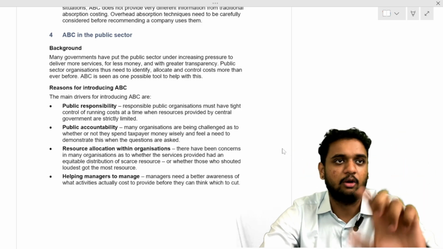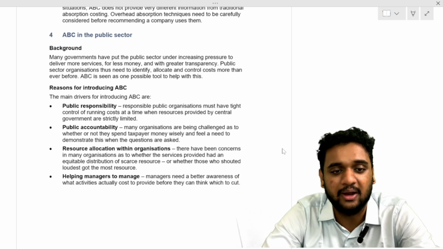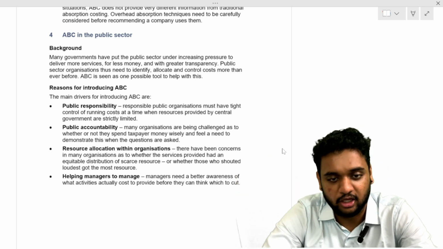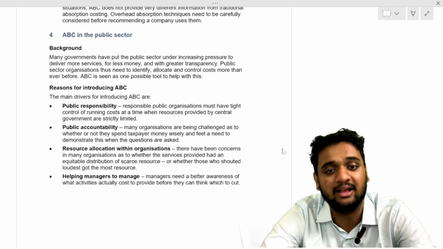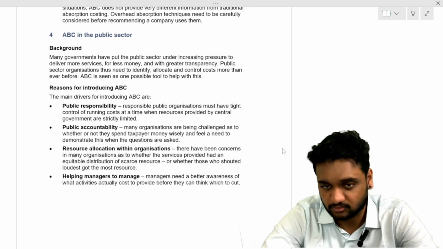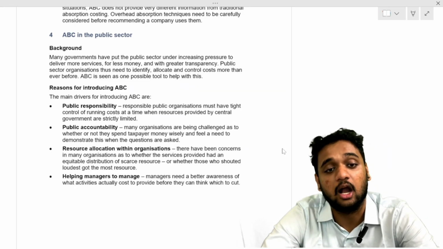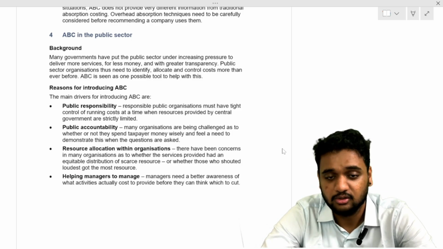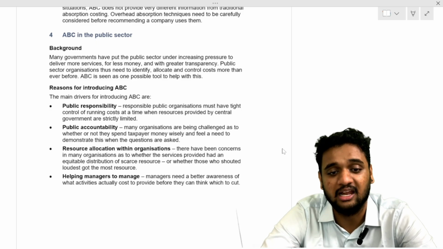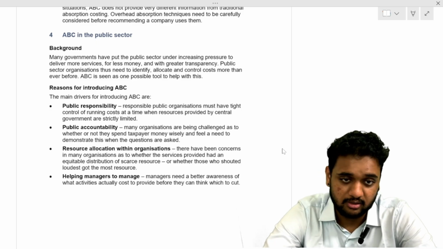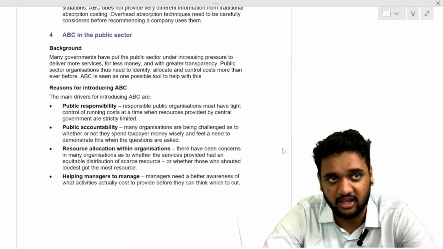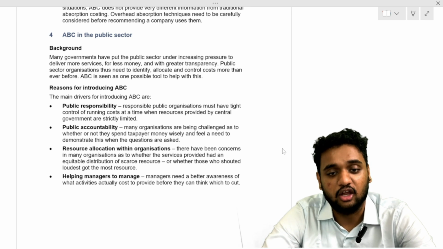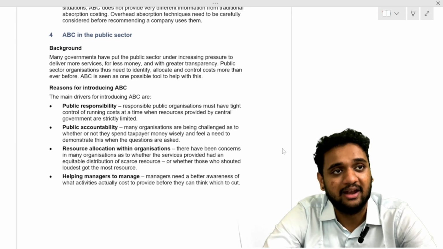Fourth theory we are going to see, a very small theory. Why is ABC required in a public sector company? Nothing you have to remember, just headings we'll remember and go. First is public responsibility. Second is public accountability. Third is resource allocation within the organization. Fourth is helping managers to manage. These are the four reasons why ABC is introduced in a public sector company. Tell again: public responsibility, public accountability, resource allocation within the organization, helps managers to manage.